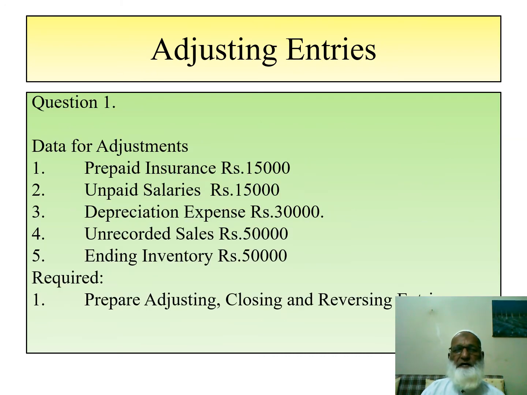There is data for adjustment. Prepaid insurance is 15,000, unpaid salaries rupees 15,000, depreciation expense is 30,000, unrecorded sales 50,000, and ending inventory is 30. Now we are supposed to prepare adjusting entries, closing and reversing entries. These are the three requirements, and we shall be doing the required entries in the next slides.